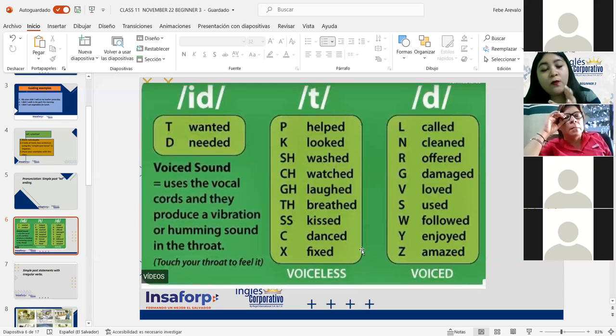Let's go with the next part. What if we have the voiced sound, which means that the sound is going to be stronger, right? En el caso de estas, el sonido es más fuerte, right? Tenemos estas. We have L, N, R, G, V, S, W, Y, and C. So my words are going to sound as if they had D at the end, right? For example, cold, cleaned, offered, damaged, loved, used, followed, enjoyed, amazed, right? Voy a hacer lo posible porque esa D suene. A eso me refiero con ustedes, right? Van a hacer lo posible porque esa D suene at the end, right?